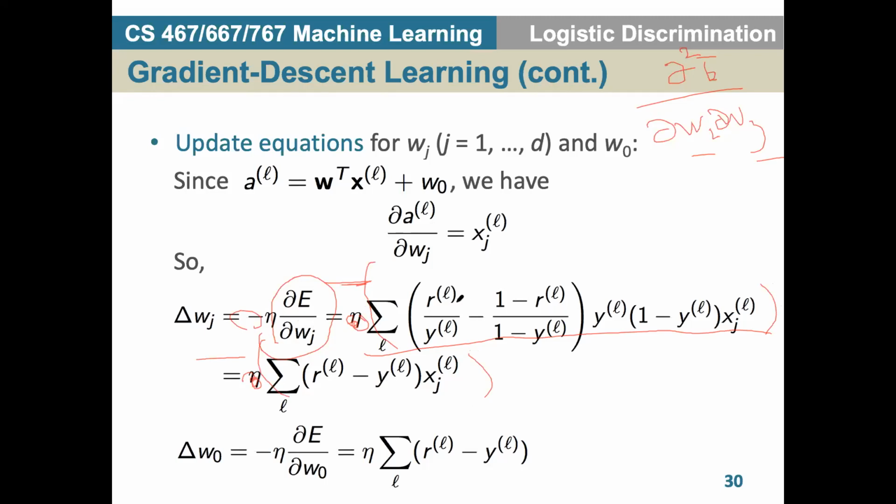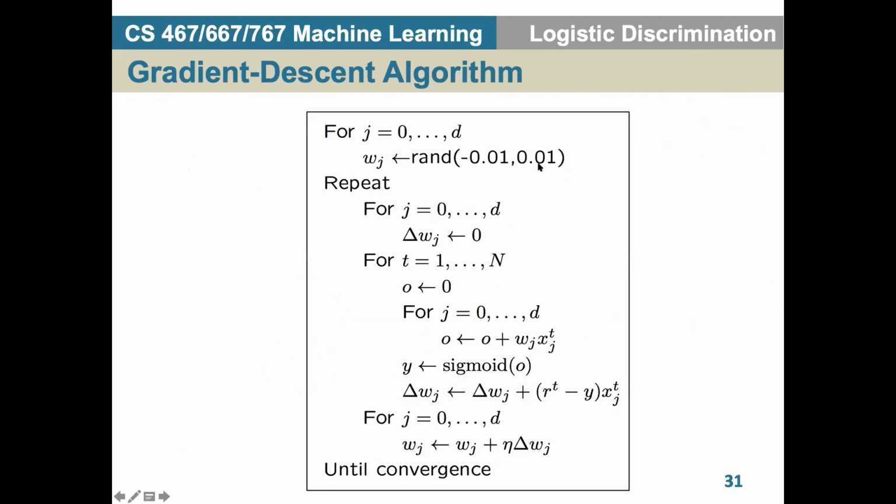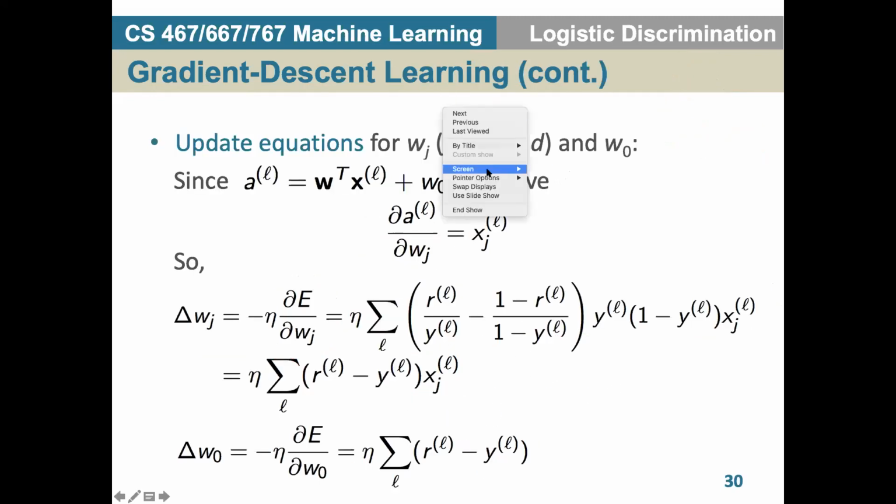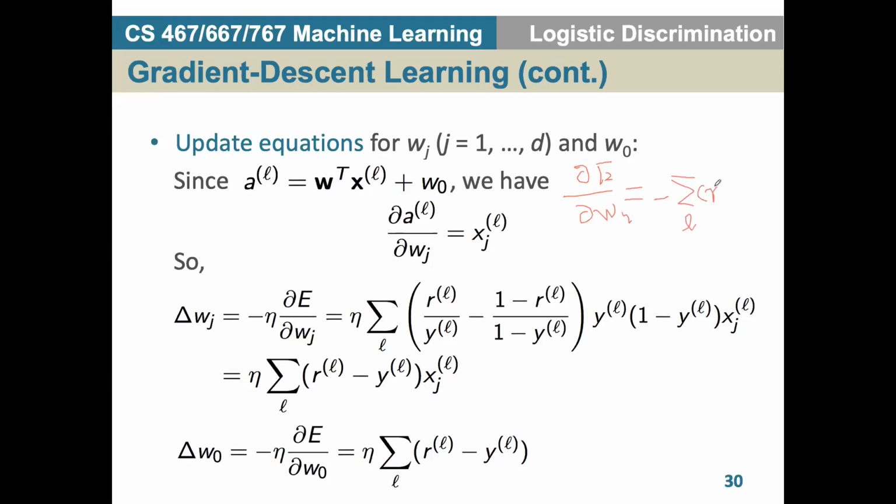So now all we need to, by the way, this is J, right? Let's write it here in a more user-friendly way. Basically this is giving you the solution for some assignment. So E of Wi equal to what? Let's change this J to I. So this is equal to negative summation over L, where L is a data point, of RL minus YL times XI.